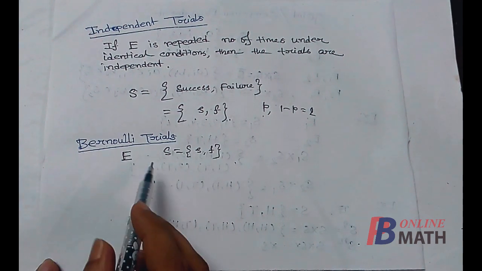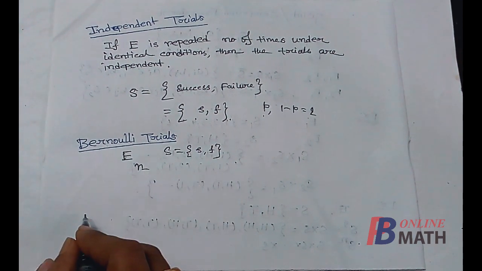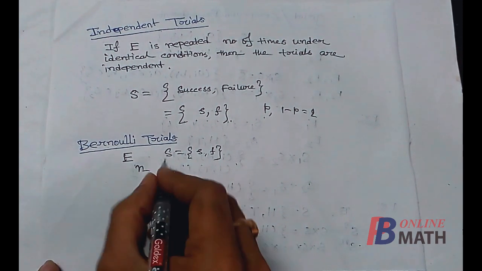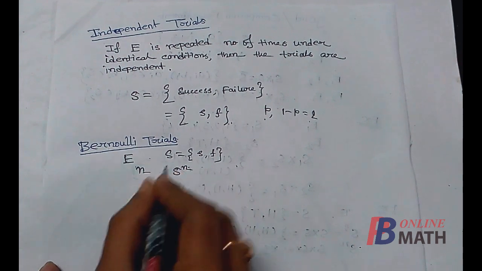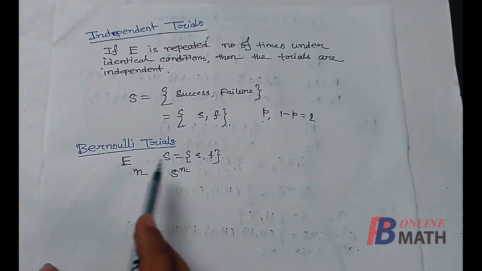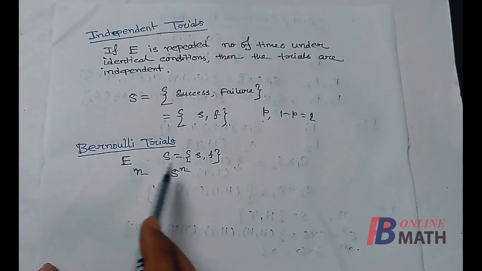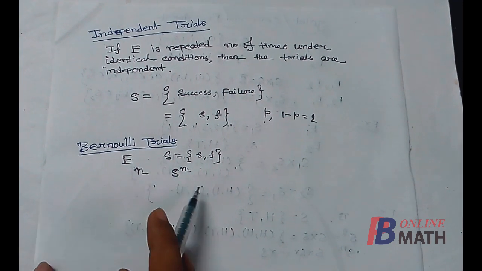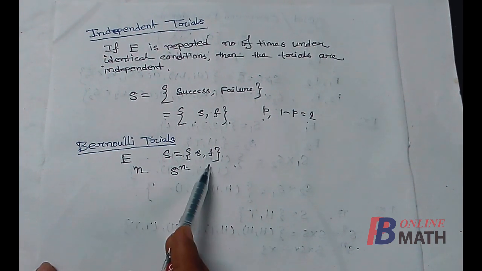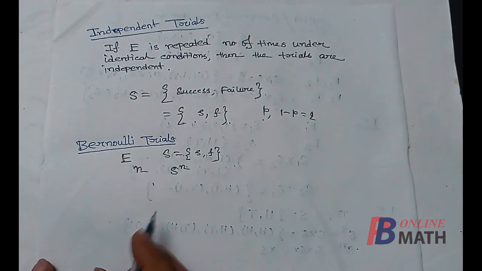That means if we repeat this experiment E, suppose n times, then the sample space corresponding to the compound experiment or joint experiment will be Sn. That means the probability of success, if it remains constant for each of these n trials, then this trial is called Bernoulli trial. Now one thing to note, that if probability of success remains constant, then obviously the probability of failure will also remain constant.